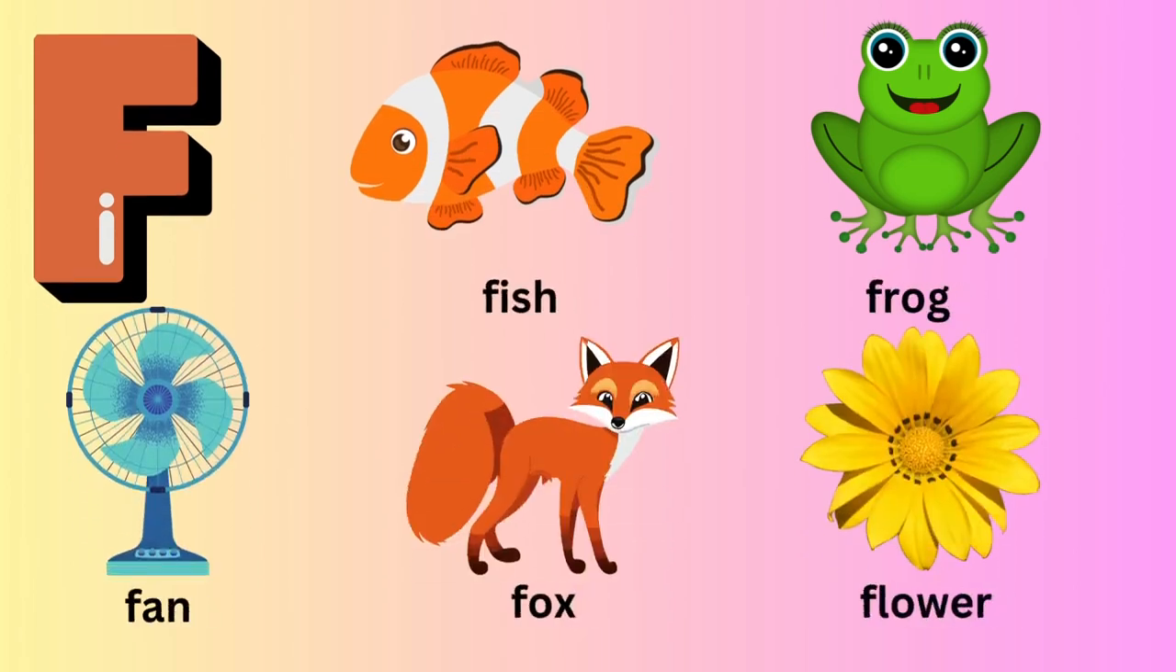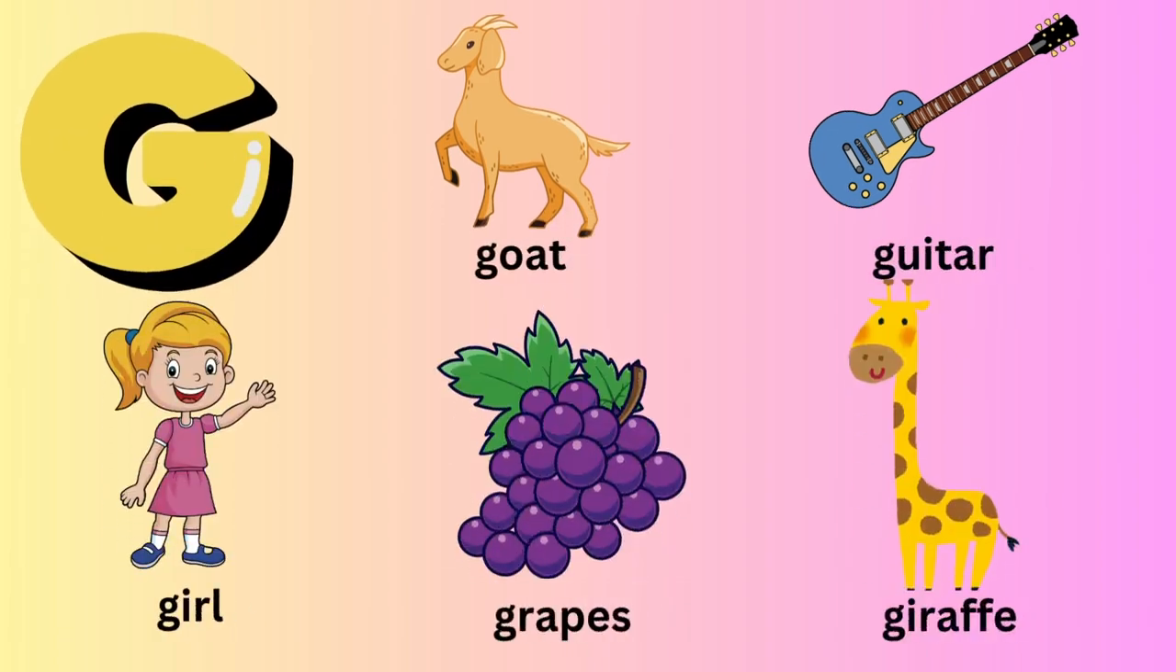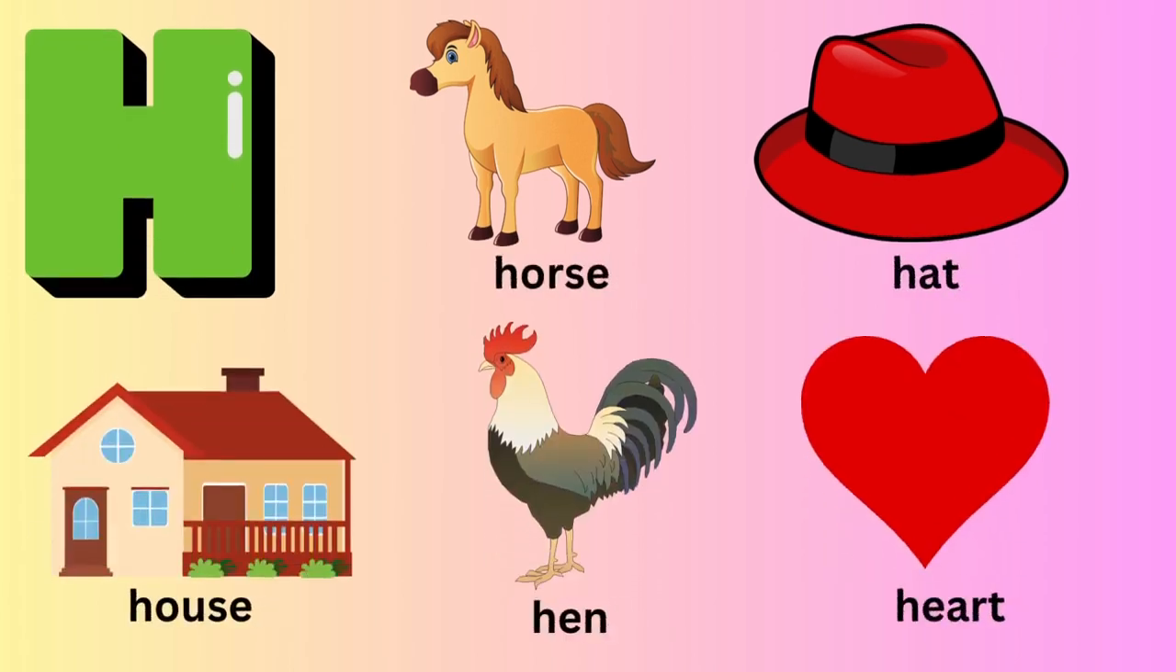F is for fish, frog, fan, fox, flower. G is for goat, guitar, girl, grapes, giraffe. H is for horse, head, house, hen, heart.